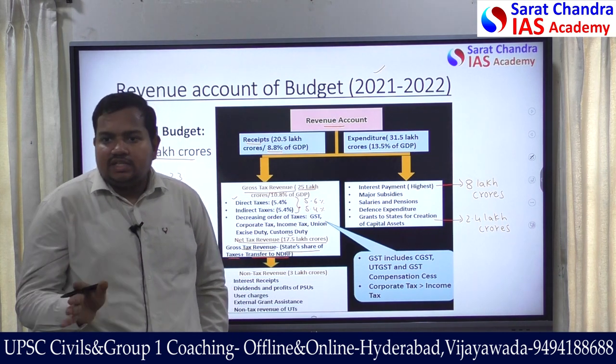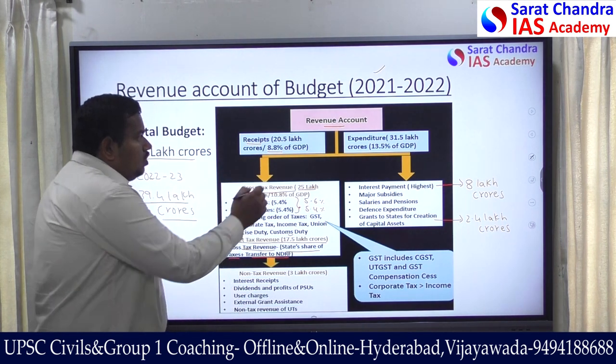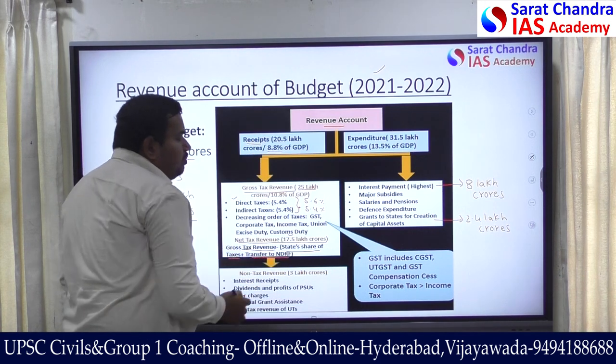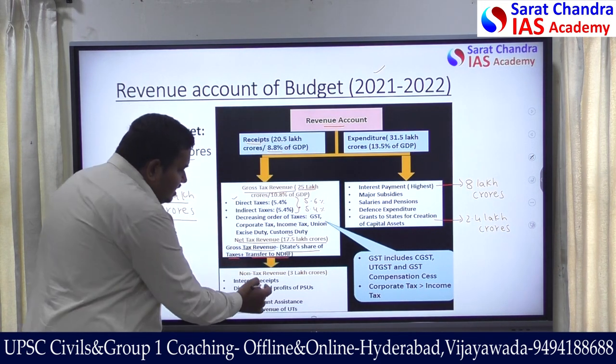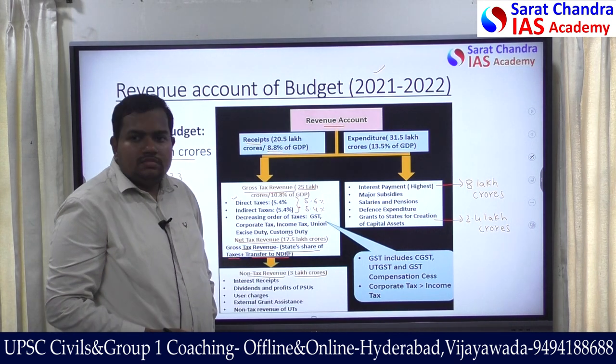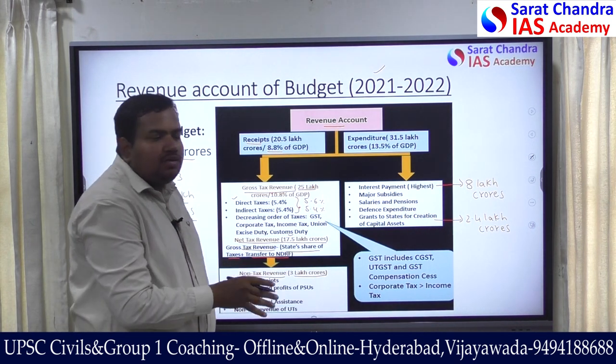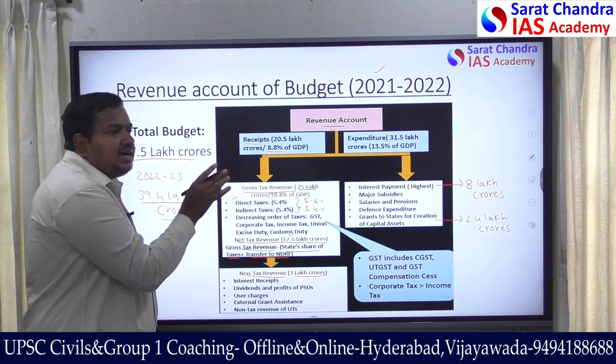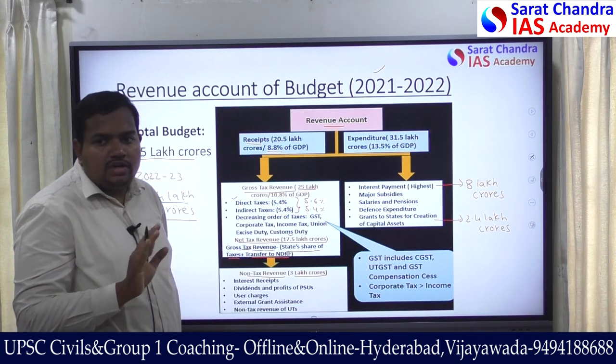Non-tax revenue is just around 10%. Out of the 20.5, 17.5 is tax revenue. So, what is left? Just 3 lakh crore non-tax revenue. When compared to non-tax revenue, tax revenue is very high. That you need to understand.